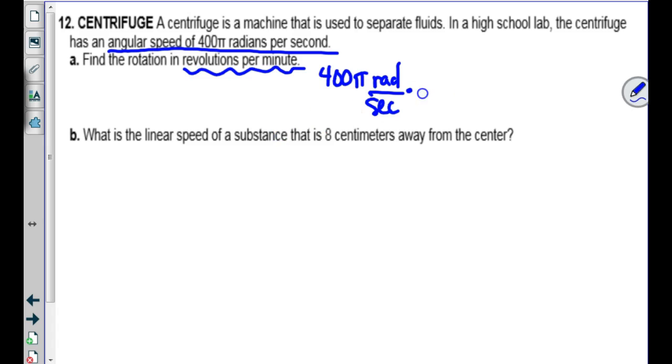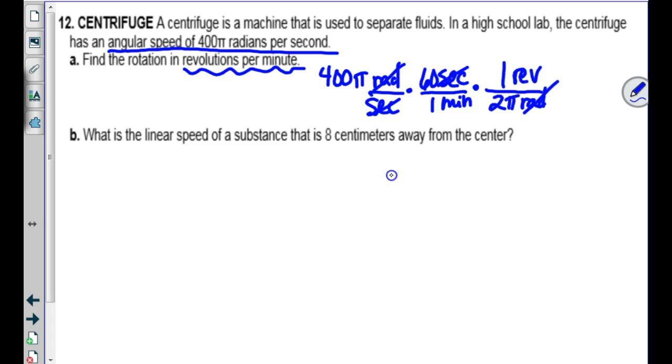Christian, tell me one thing to change. Okay, so if I put seconds on the top, what'll I have? There's 60, so where do I put the 60? Good job. 60 seconds is 1 minute. Now seconds cancel. I want revolutions. Keaton, can you tell me how to do that? Okay, because I need the radians to cancel, and 2 pi is 1 revolution. So for this one, I needed the 2 pi on the bottom.